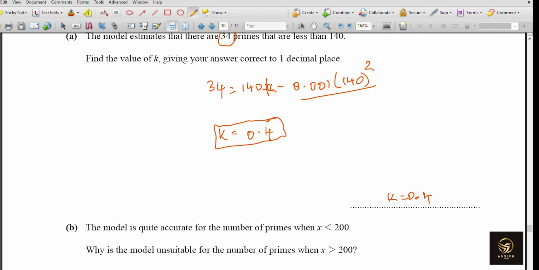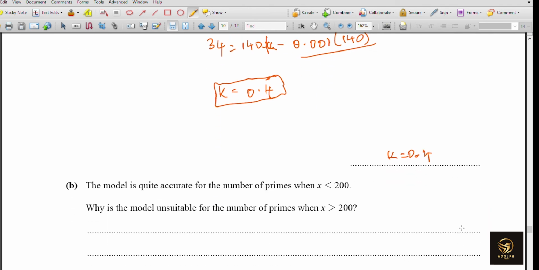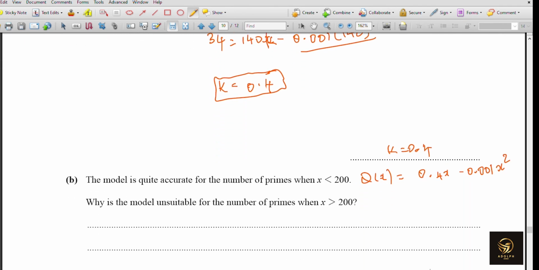The model is quite accurate for the number of primes when x is less than 200. Why is the model unsuitable for the number of primes when x is greater than 200? So what you can do is draw the curve. Which curve has been given? It is q of x equals 0.4x minus 0.001x square. So this is the curve you can draw and check. You can see that after 200 it will start reducing, or else you can check in the calculation.